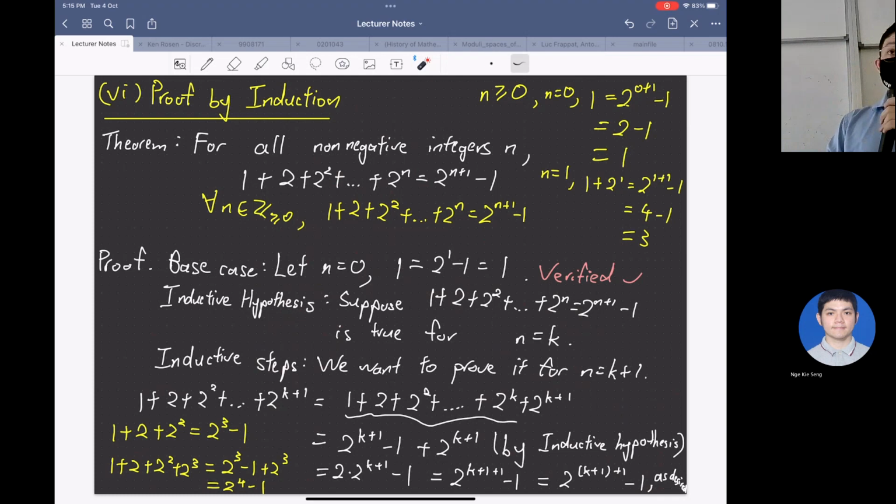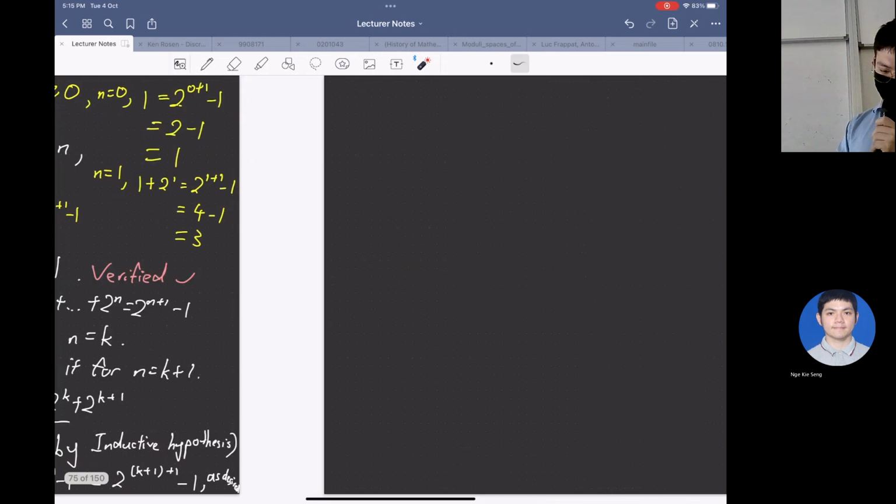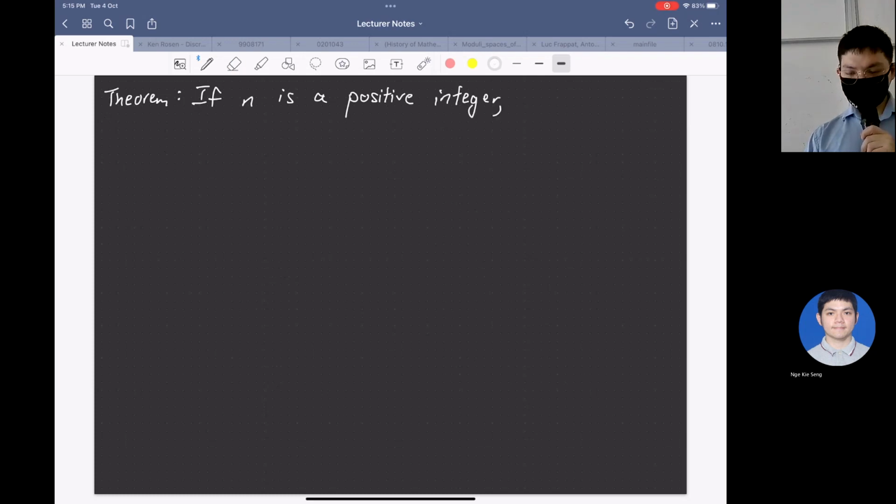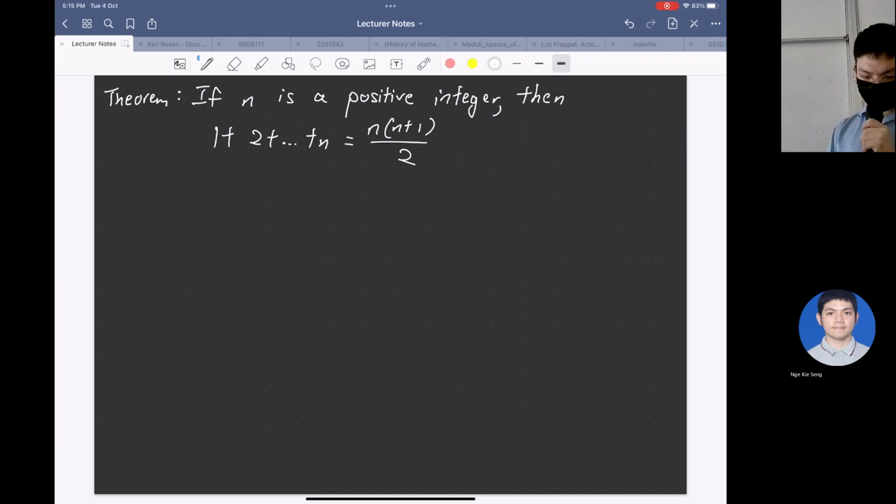And any question for this? No? Now we will try another example. Okay, let's prove another formula here. How do you add 1 to n? For example, 1 to 10, how do you add them? What's the sum of 1 to 10? It's actually n times n plus 1 over 2. So let's prove this.